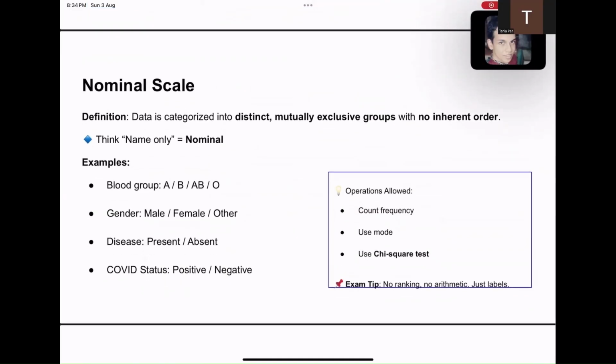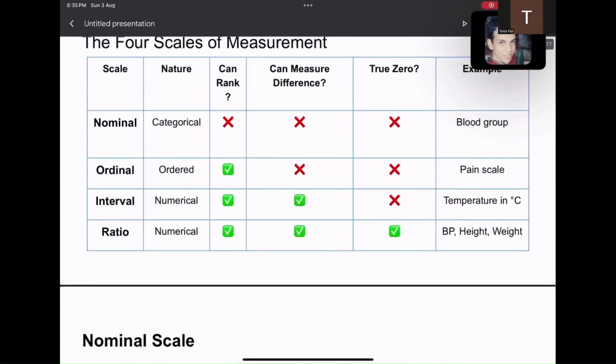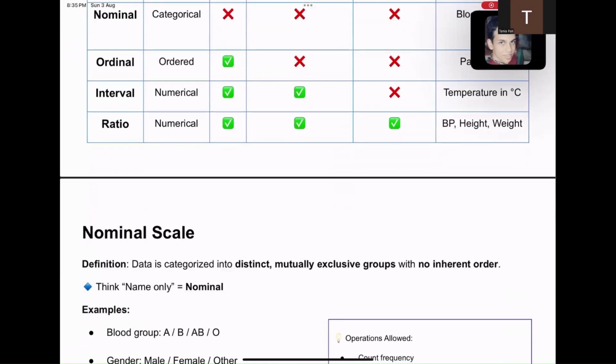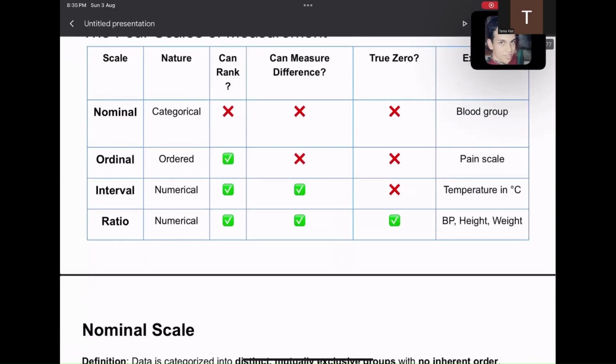So what is nominal data? Data that is categorized into distinct mutually exclusive groups with no inherent order. Only name, that is nominal. So blood group A, B, O, gender, male, female, disease, present or absent, COVID status, positive or negative. They cannot be ranked. Can you rank blood group or the disease status? Can you rank them in any order?